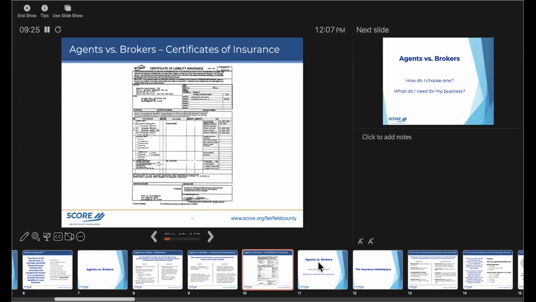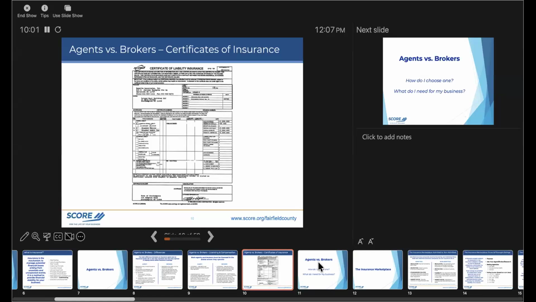This is a copy of a certificate of insurance. This is the industry standard for representing to outside parties what insurances you currently have in effect. It's a very important piece of paper. The source of it would be your agent or your broker. It basically lists your coverages and your limits and your policy number and effective dates and insurance companies. It does not reveal your premium. It does not do that.